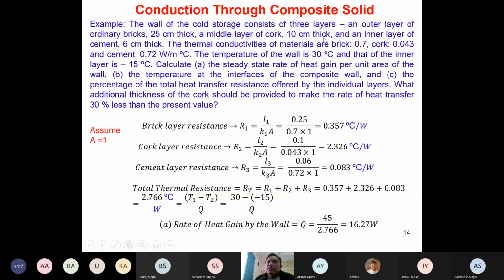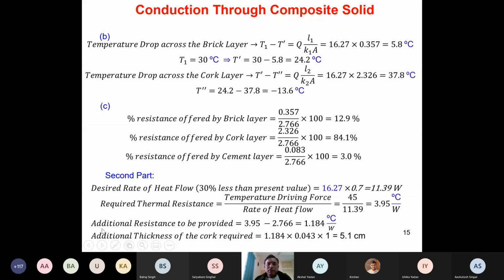If I increase the cork layer thickness to 15.1 centimeter, in that case I will have a 30% reduction in the heat gain by the wall. So if we want to reduce the heat gain by the wall by 30%, the cork layer thickness has to be increased by 5.1 centimeter above the actual thickness of 10 centimeter. So this is all about today's class.